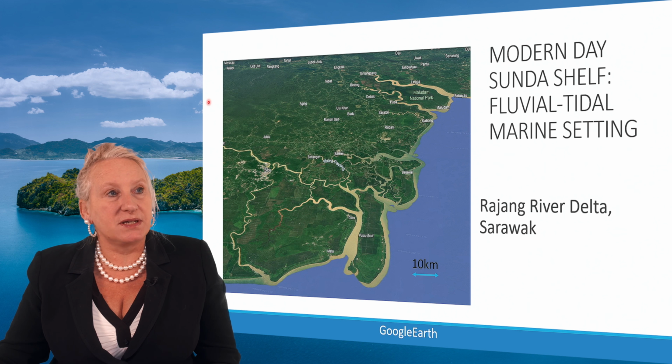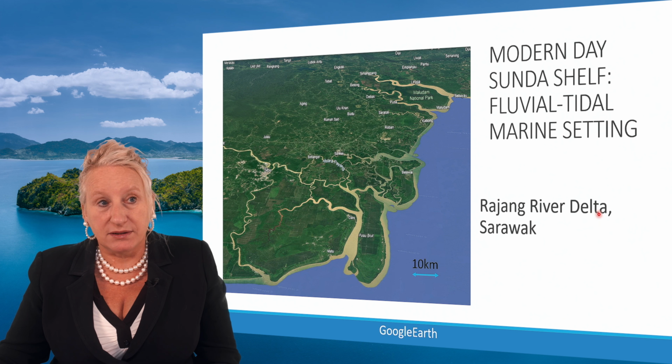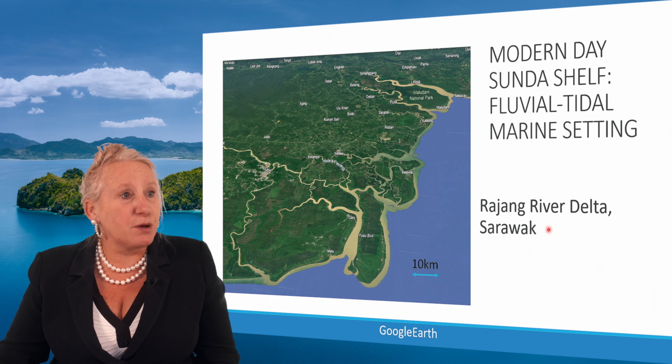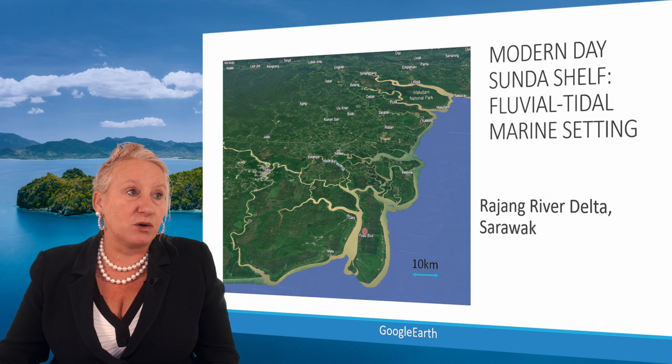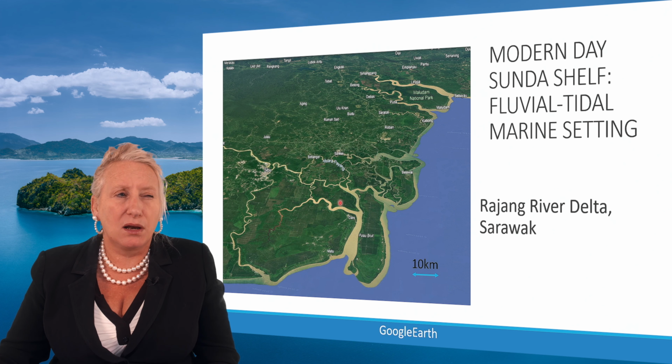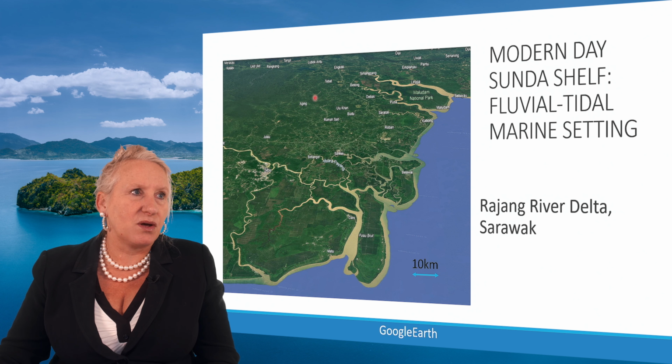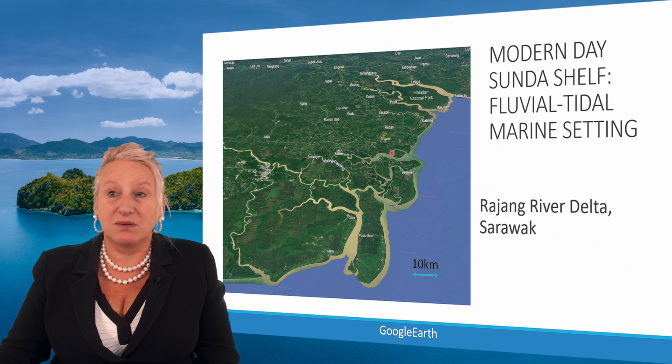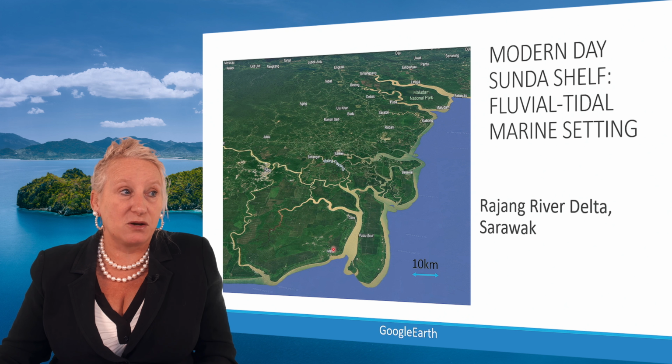And in terms of a modern day analog, the Rajang River Delta, Sarawak, is a perfect example of what we're looking at in that Penyu Basin. We can see that we have lots of meandering channels, lots of creeks, lots of mangroves, lots of mud, and lots of sand that migrated into the basin and formed the old Sunda Shelf during the Miocene. It would probably look a lot like that around the Penyu Basin.